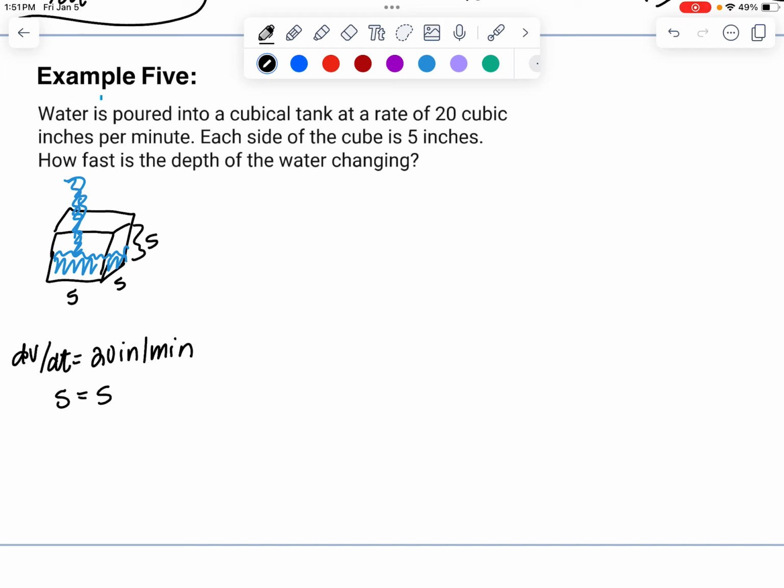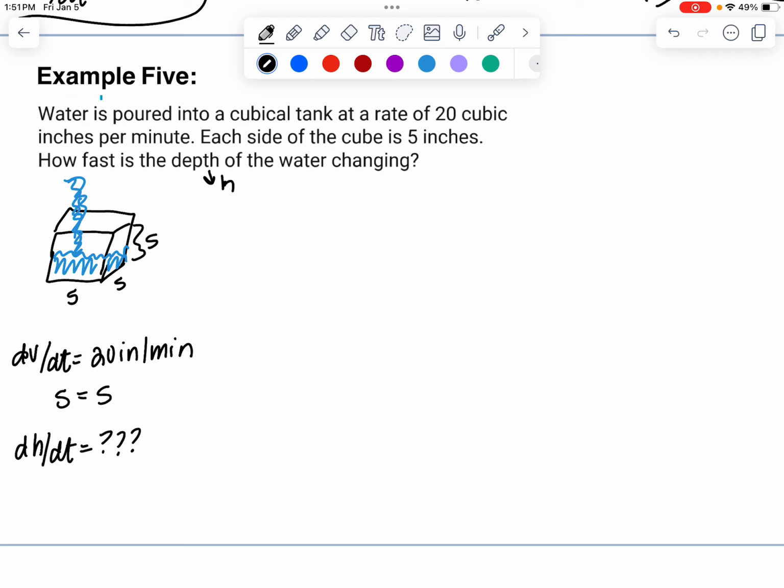So I'm going to change the word depth to an H because I don't like d, dt, that's just confusing. So we're going to try to find dH/dt. And I'm just interchanging the word height and depth because I like it better. So how fast is the depth of the water changing?